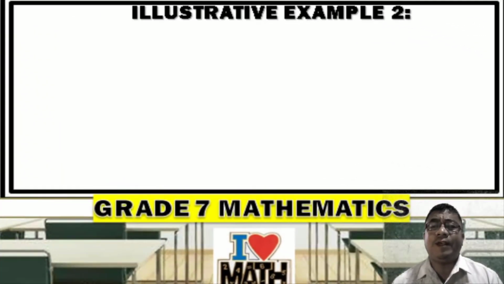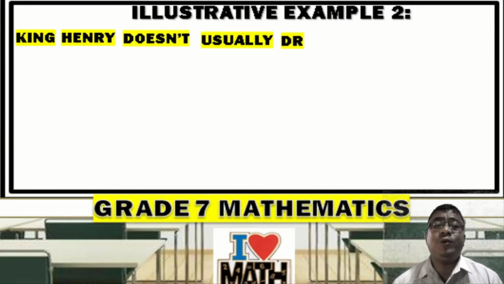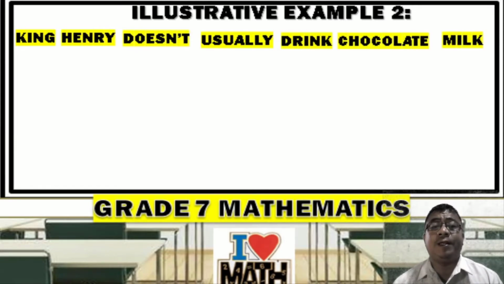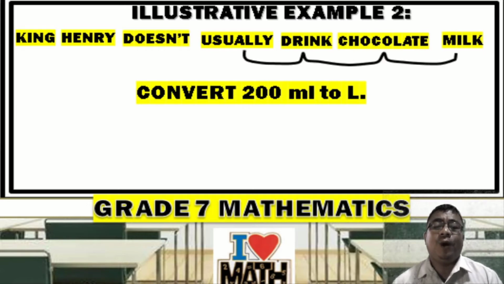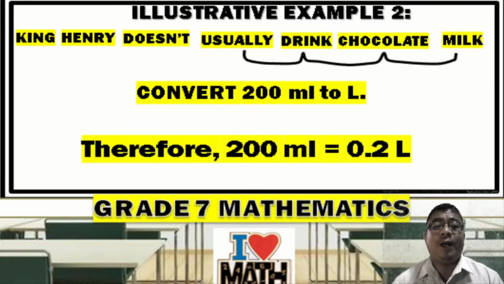Consider illustrative example number 2. King Henry doesn't usually drink chocolate milk. We convert 200 ml to liter. So from here, we're going to move 3 decimal places to the left. So therefore, 200 ml is just equal to 0.2 liter.